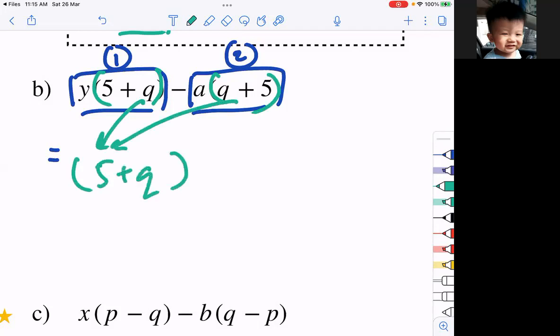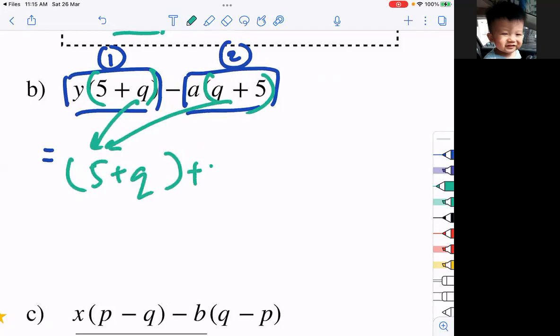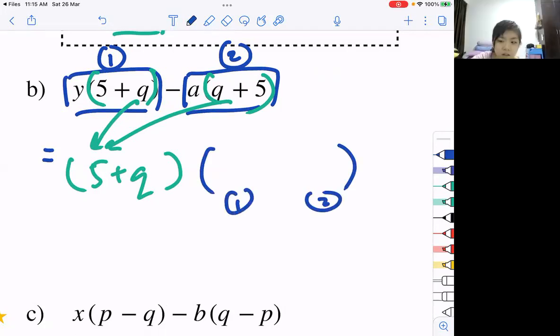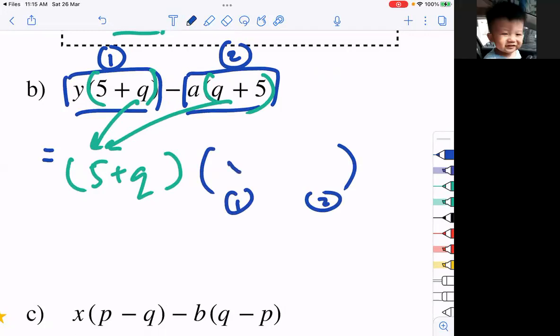Right after this, some kids will be panicky. They don't know what to put, plus or minus. I don't know what they're thinking. No. You just put brackets. Then you ask yourself, what is term 1 and term 2, but without the common guy? What's the answer? 5 minus A. Excellent. This is grouping. This is factorization via grouping.